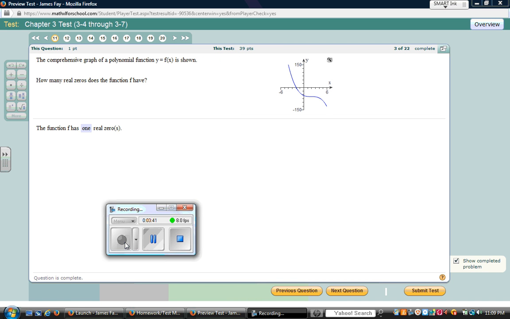Here it says the comprehensive graph of the polynomial function y equals f of x is shown. How many real zeros does the function have? It only crosses the x-axis one time, so that's one real zero.